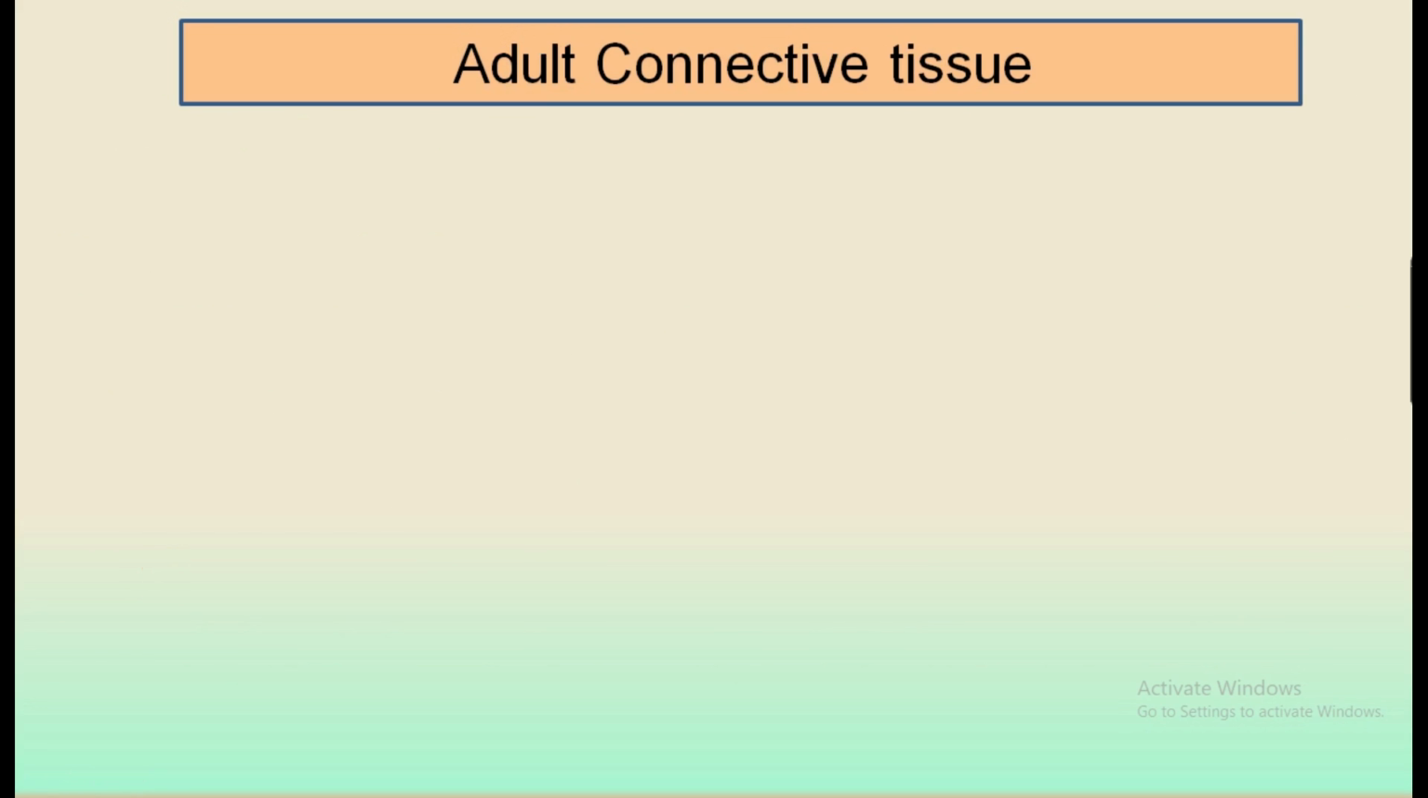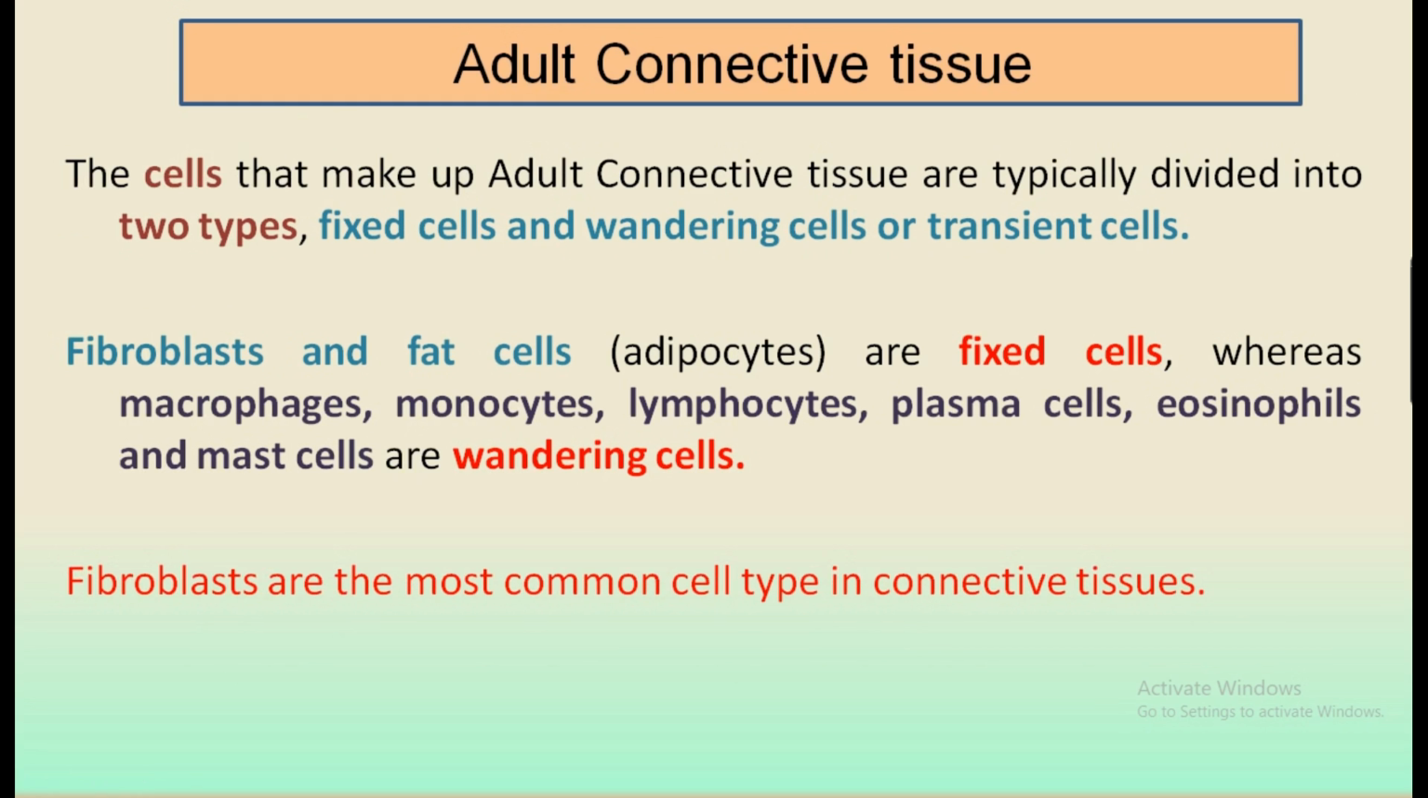Now let us discuss the adult connective tissue. The cells that make up this adult connective tissue are typically divided into two types: fixed cells or permanent cells and transient cells or wandering cells. Fibroblasts and fat cells, which are called adipocytes, are the fixed cells of the adult connective tissue, while macrophages, monocytes, lymphocytes, plasma cells, eosinophils and mast cells are the transient cells of the adult connective tissue. The fibroblasts are the most common cell type in the connective tissues.